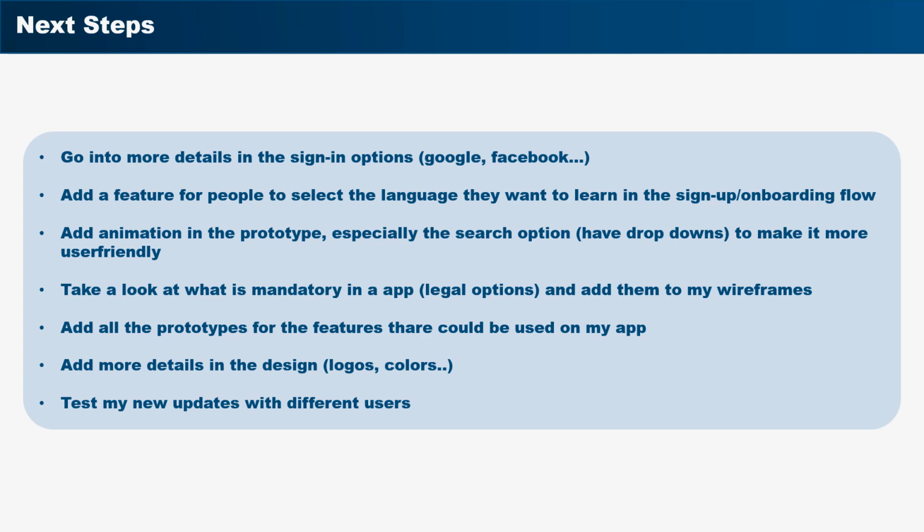I also want to try and add animations in my prototypes to make them more realistic and test the user flow better. I want to take a look also at what should be mandatory in an app, any legal text or option that should always be there, and add it to my wireframes. I also want to add prototypes for all the features that were in my wireframes, and push my prototypes and wireframes further by adding logos and color, and then test it again with new users.